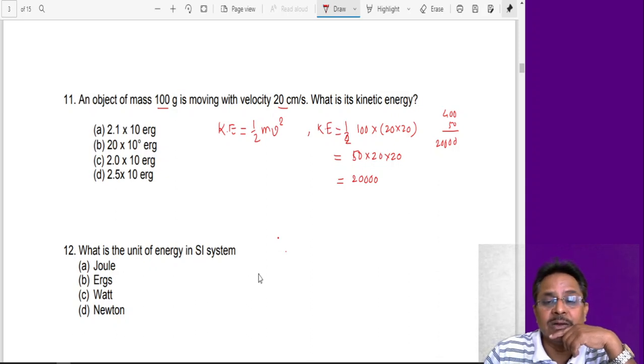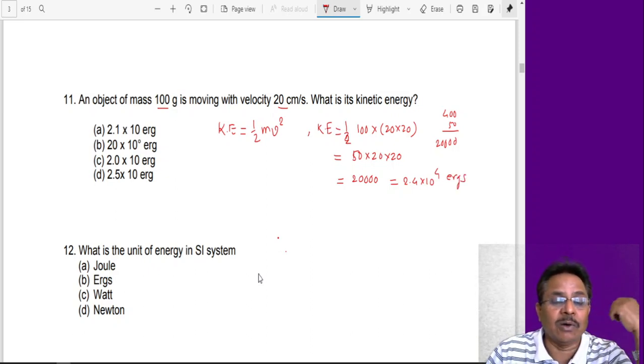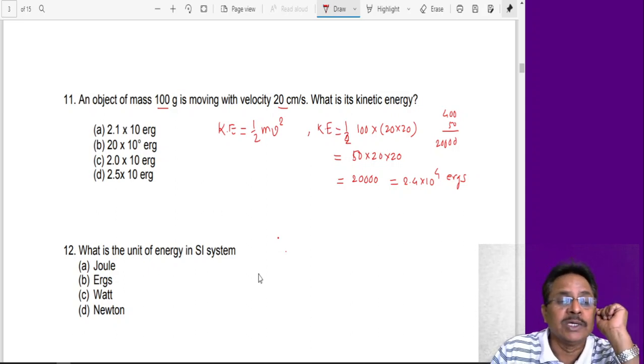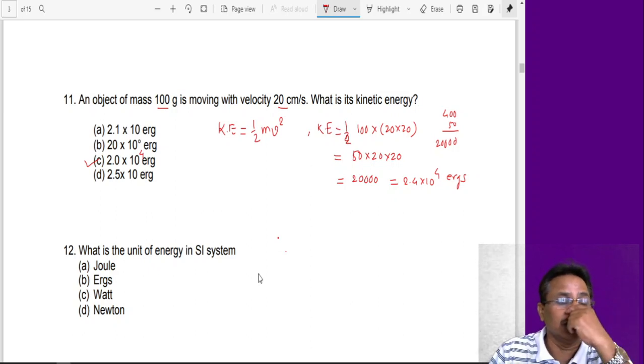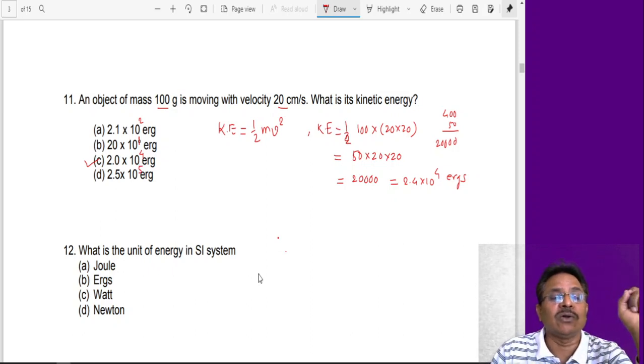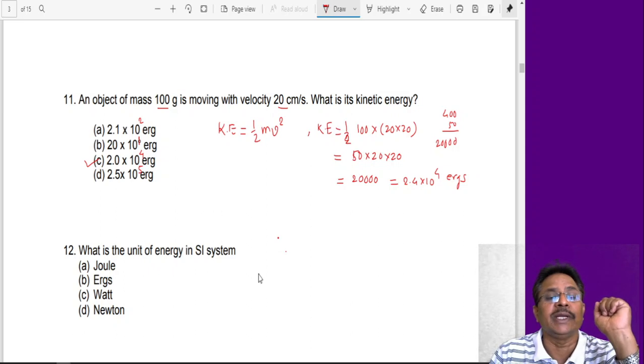Yes, now the options given are 1, 2, 3, 4. So this answer should be 2 into 10 raised to 4, and the unit is ergs. But unfortunately, in the options nowhere has 2 raised to 4 been given. Option C would be more correct if the index 4 had been written there. Out of the options, option 4 will be the correct option, that is 2 into 10 raised to 4 ergs.